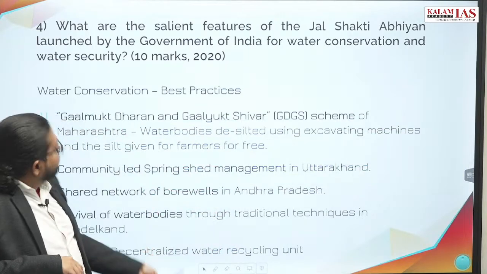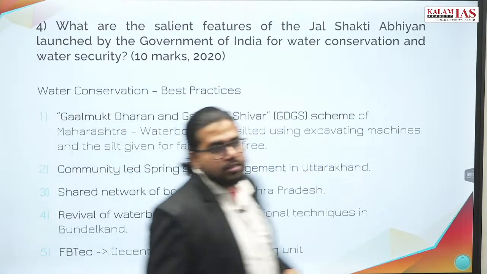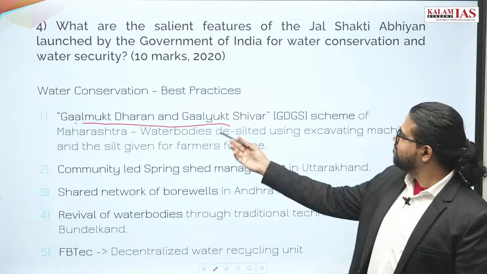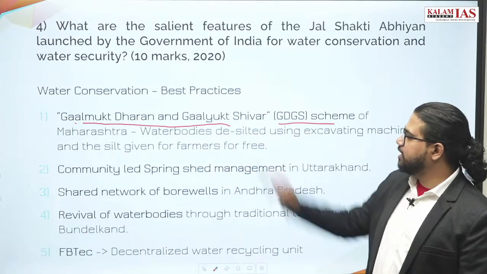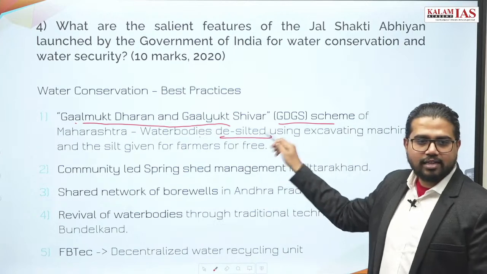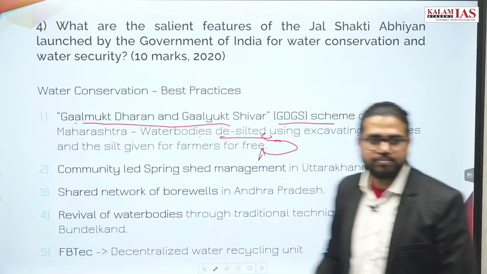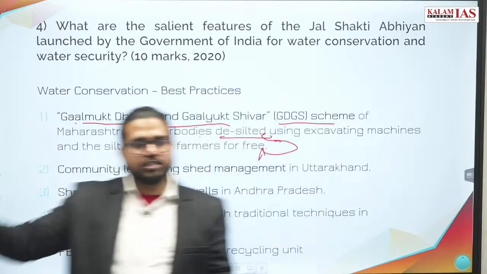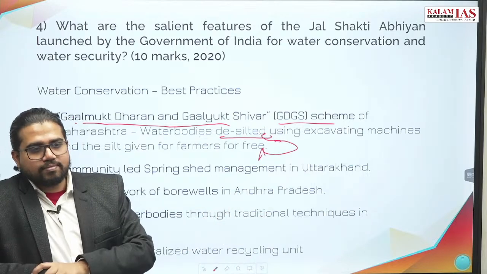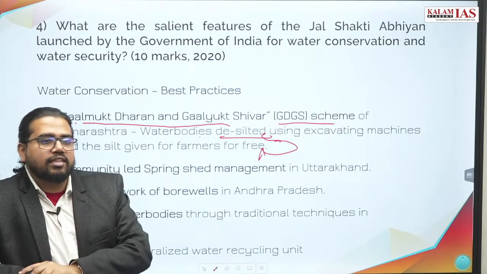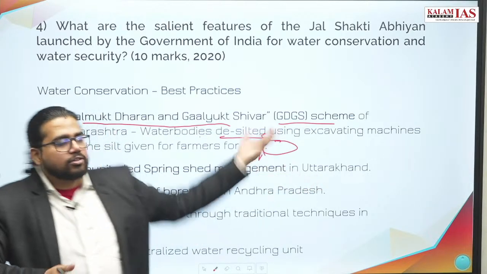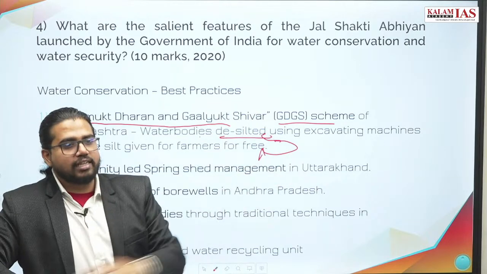So what is it? Best practices, some case studies are given. Galmukt Dharan Galyukt Shivar, some scheme of the Maharashtra government. What they did is, they desilted all the water bodies. After that, the silt is given to farmers for free. They have to pay something for transportation only. Then they take away the silt. What do they do with the silt? Manure, it is very fertile soil that is getting from the wetlands. So they can put it in the fields and they will get good yield.